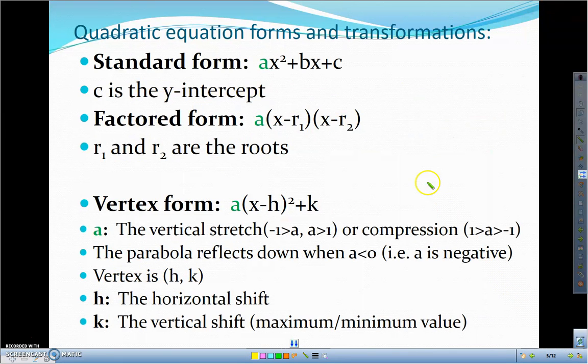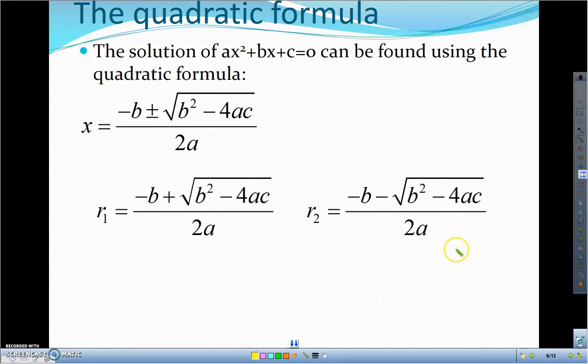Just a recap of our big picture: we're looking at going from standard form into factored form, and without further ado, this is the quadratic equation. x is equal to negative b plus or minus the square root of b squared minus 4ac, all over 2a, where in this case, our a, b, and c are coming from the standard form, which are the coefficient of the x squared, the coefficient of the x, and the constant c.